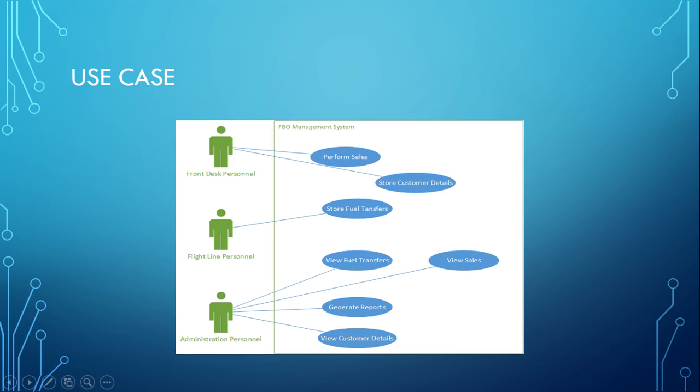Also, it is really important to mention here that the front desk personnel is the one that is storing the data on the system, as well as the flight line personnel. They will store the data, any update on the inventory. And the administration is the only personnel that will be able to run the reports.